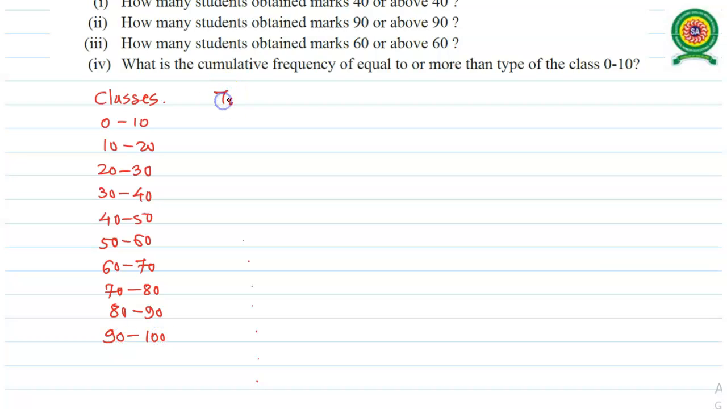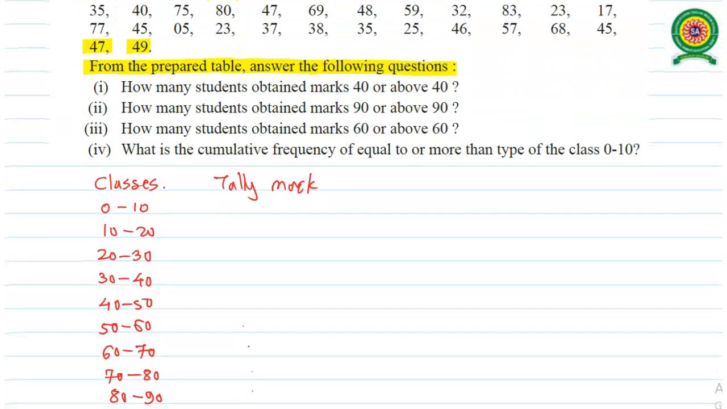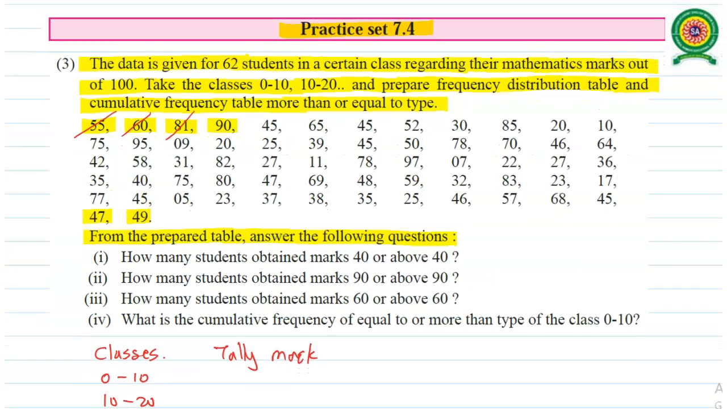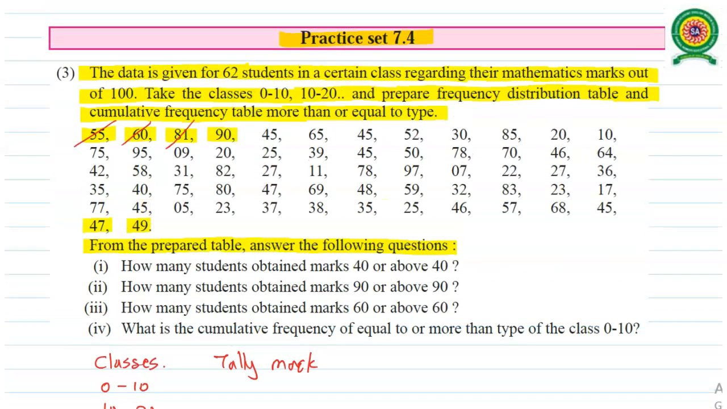Now let us try to prepare the tally marks so that we can easily find out the frequency of each class. So for the tally marks, let's cross out the numbers. We have 55, 60 and 81. So 55 becomes 50 to 60 class. Next to it we have 60 and 81. So 60, the class which has a lower limit of 60, in that class 60 is included. And at last we have the 81. So 80 to 90.